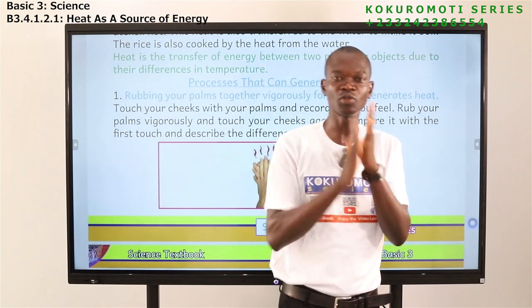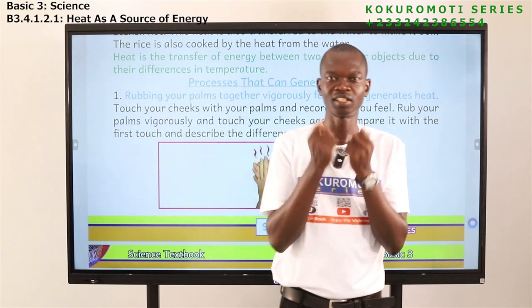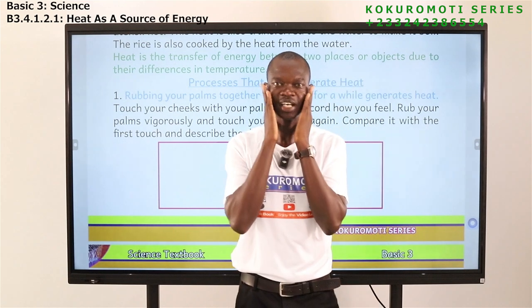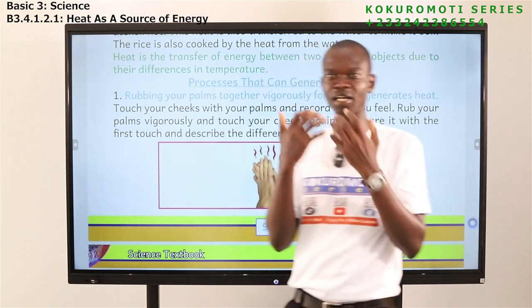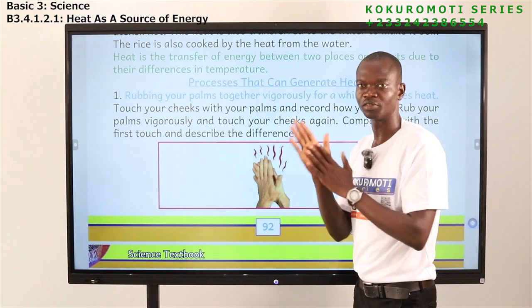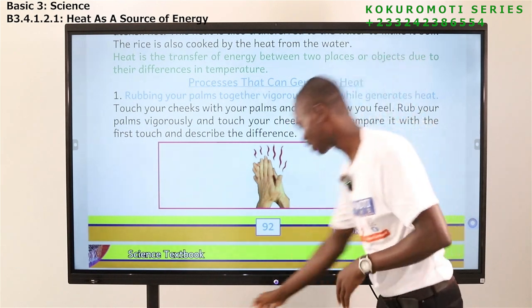So you see that when you are rubbing, your palms become so hot, and when you touch your chins too, you felt it. So we are able to generate what? Heat, when we rub our hands together like that.